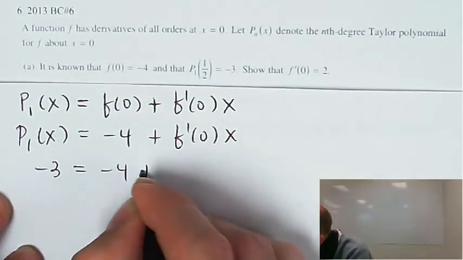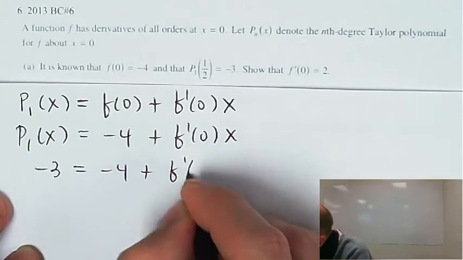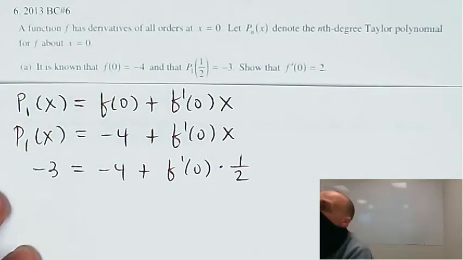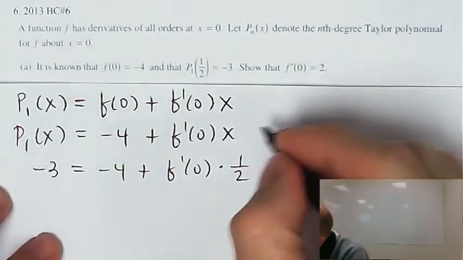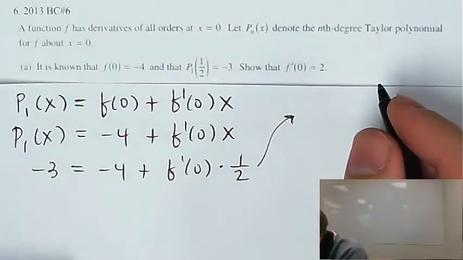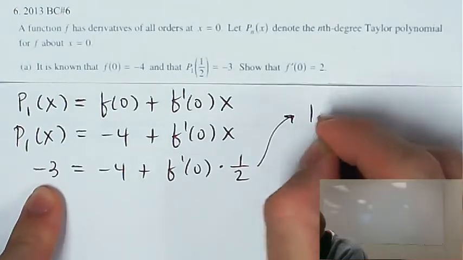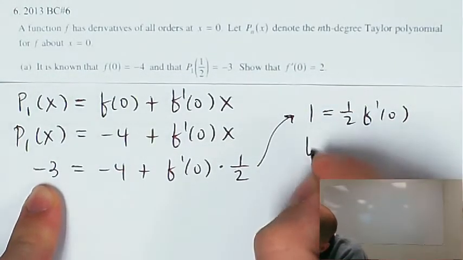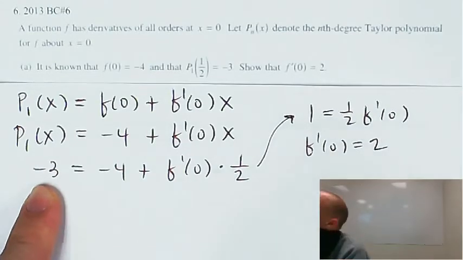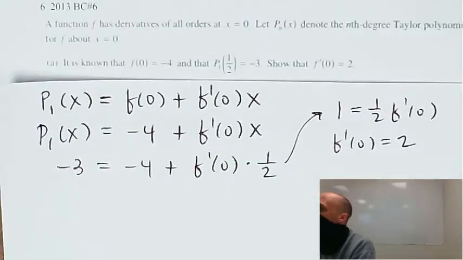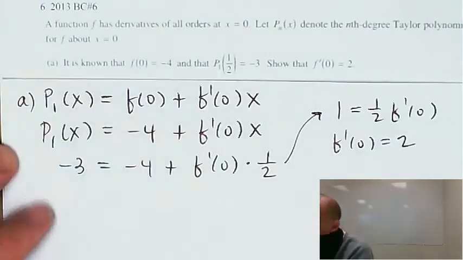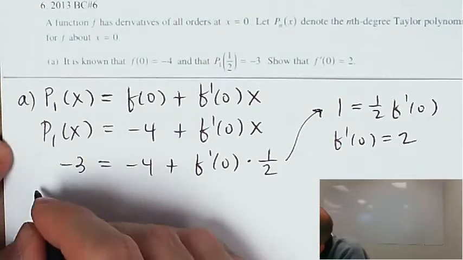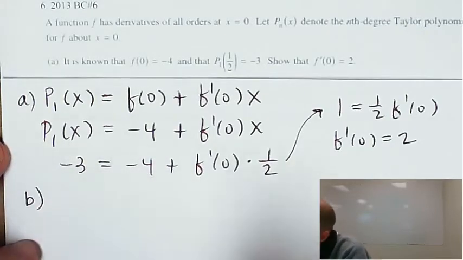Well, f prime of 0 multiplied by x is 1/2. This means that I'm going to add 4 to both sides. 1 is equal to 1/2 of f prime of 0, meaning that f prime of 0 equals 2. And we're happy. That was part A. And I like that. That's a good way to get you started, provided that you knew how to write down the first degree Taylor polynomial. But anyway, B.